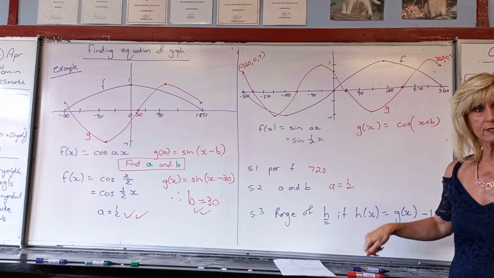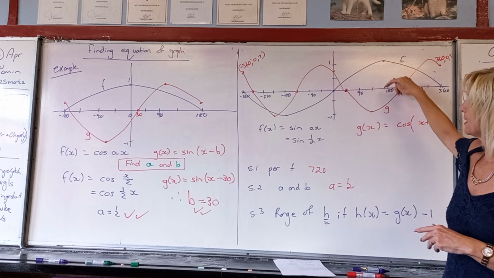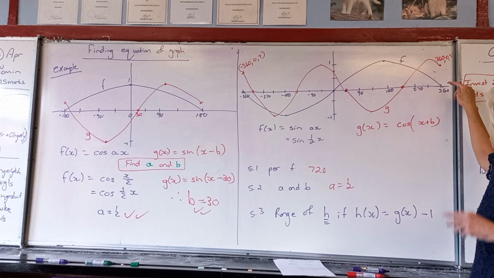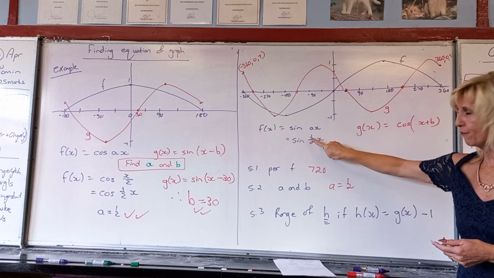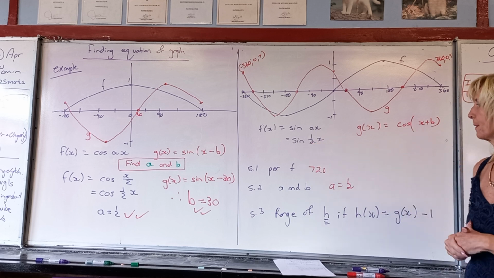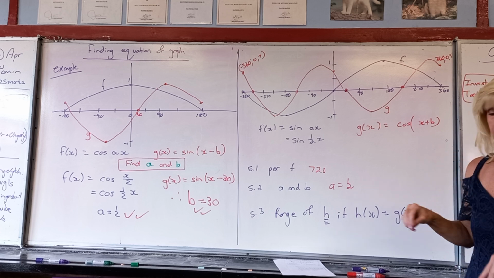Did it happen for every single one of them? It should have been 0, then 90, then 180. From 180, it's at 0 now, it's at 360. What happened? X was timed with 2. So it should have been half. So remember the backwards thinking. Alright, that's why they ask it. It's the more difficult one. It's always the backwards thinking.